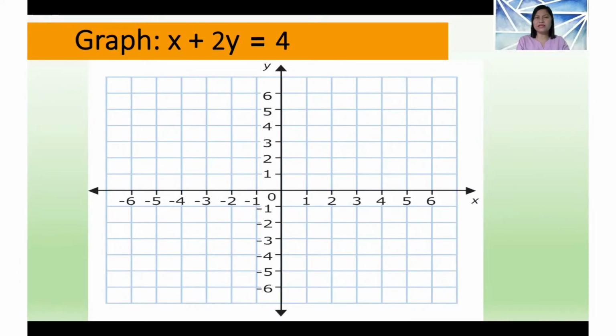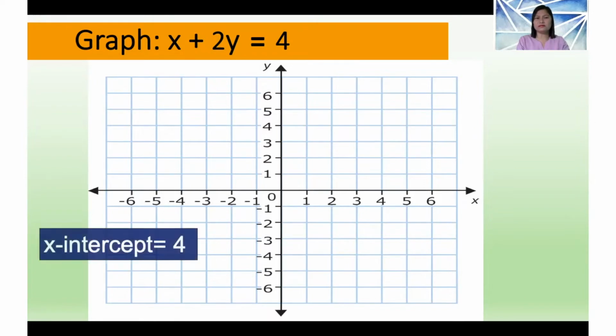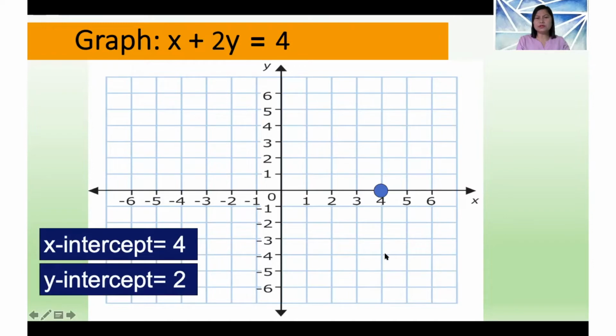So let's find the x-intercept. We will let our y be equal to 0. So our x is 4. We plot (4, 0). Next, the y-intercept. So we will let our x be equal to 0. So our y is 2. Plot (0, 2). Connect the 2 points. So this is the graph of x plus 2y is equal to 4.